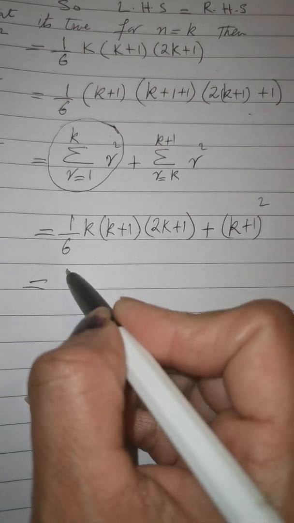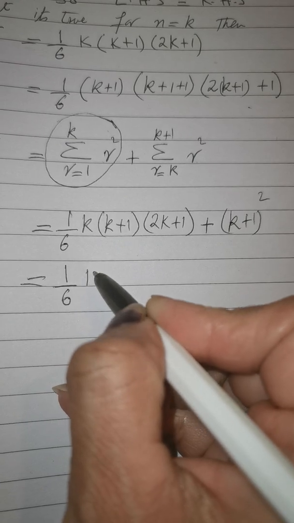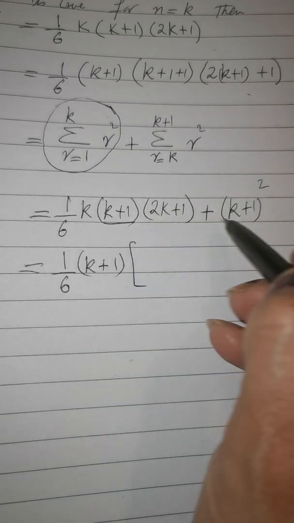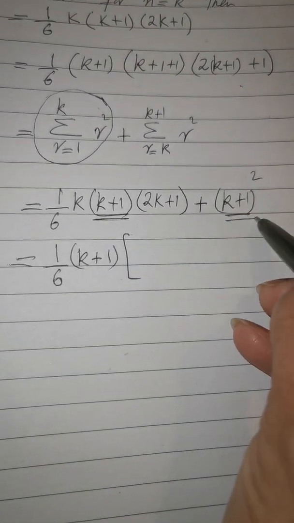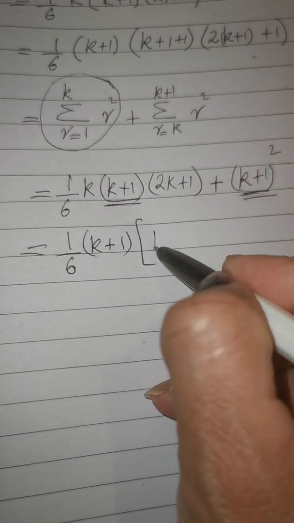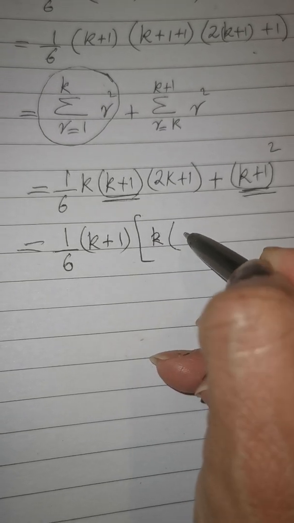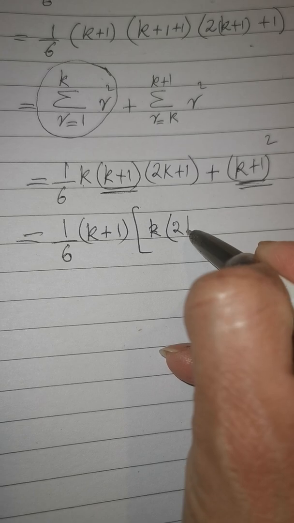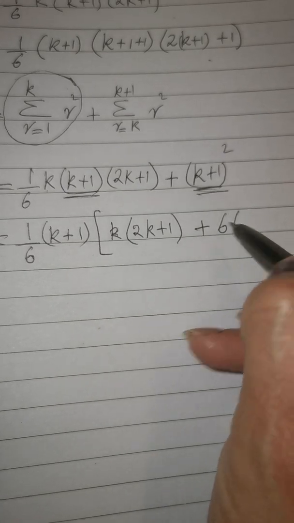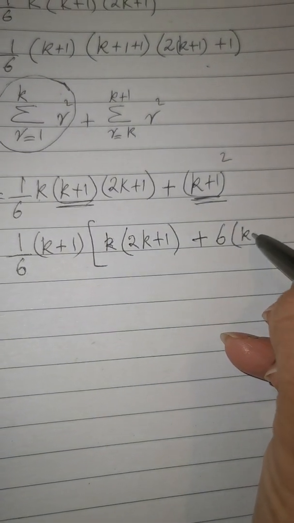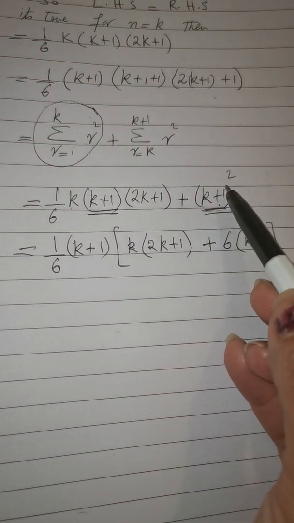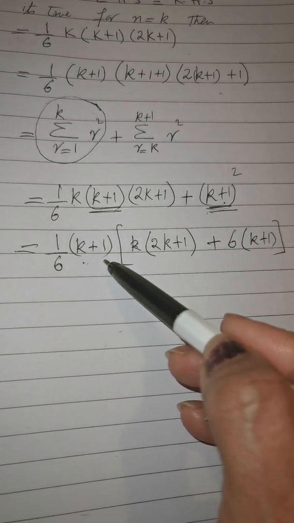Now in the next step, I will take k plus 1 as common because k plus 1 is common in both terms. When I take 1 by 6 and k plus 1 as common, I have left in the first term k and 2k plus 1, and here I have left 6 because I have taken 6 common, into k plus 1, because one k plus 1 of this is going into common.